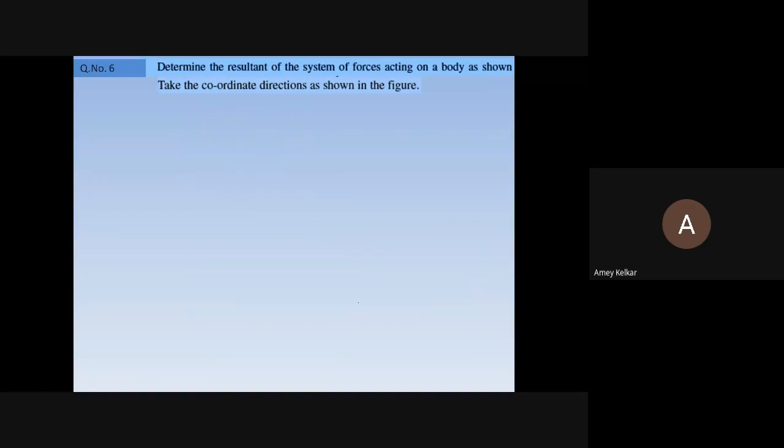Now, read the statement. Any one of you reading the statement, the problem is not yet given. Reading the statement only, see: determine the resultant of the force system acting on a body as shown. Take coordinate directions as shown. That means coordinates means the axes. Our regular axes are vertical and horizontal. Now it is specifically mentioned here that take the coordinate directions as shown in the figure. Means something is different.